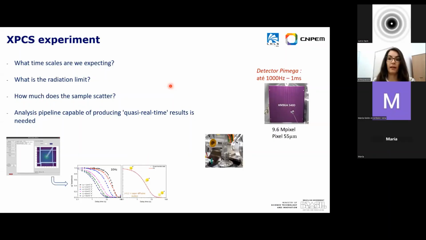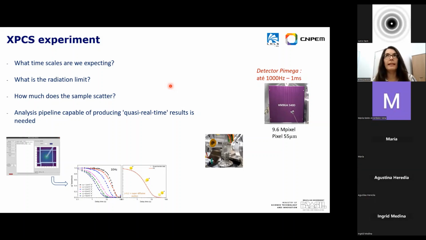What we expected in these experiments. So for the XPCS experiments, the first question we will ask you is what time scales are we expecting? I know it's hard to answer this question, but at least you have to have an idea based on works in the literature, similar systems, to have this first idea, because then at the beamline we start to test.